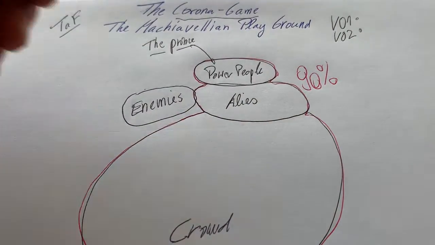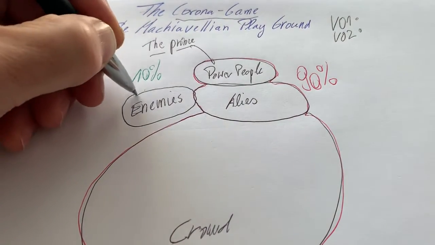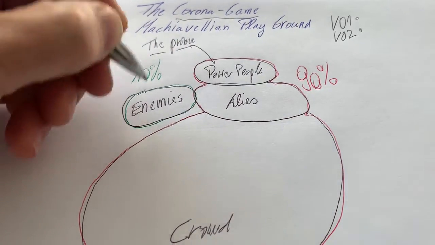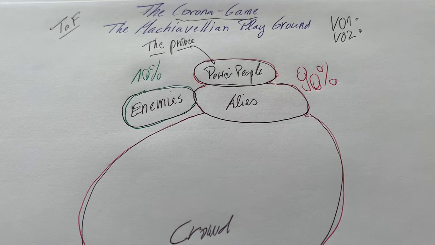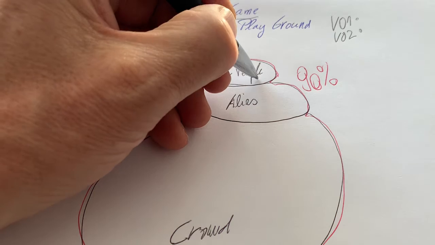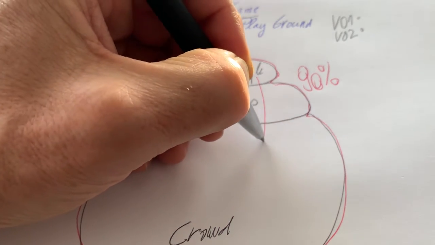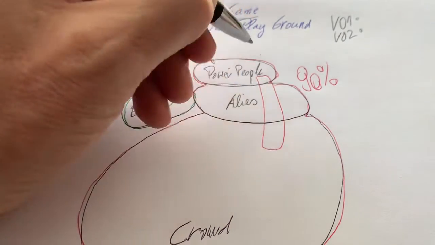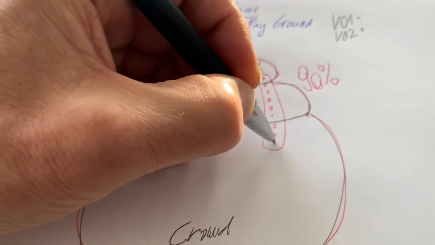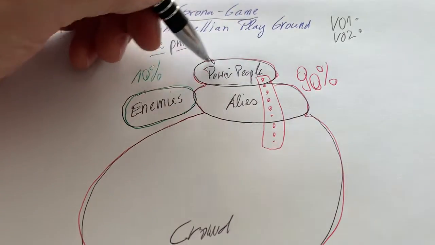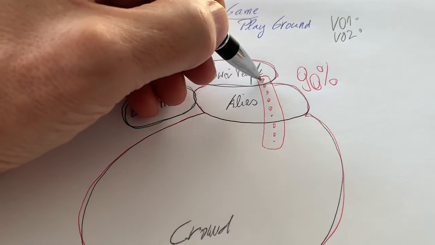The remaining are the enemies of the prince. Now, there's one thing I want to add here, and that is the strength of the different people. In the power people, the allies and the crowd, you have active players, and they have different power levels. If they are in the area of the power people, they have a lot of power.